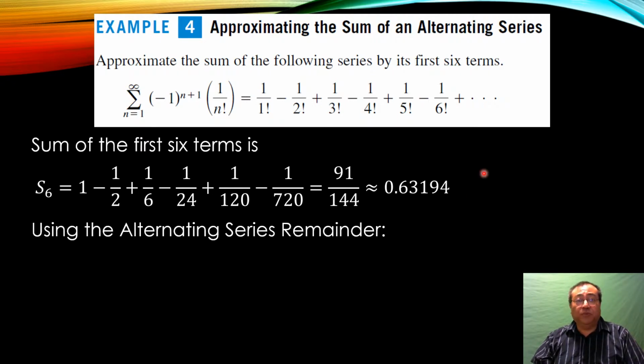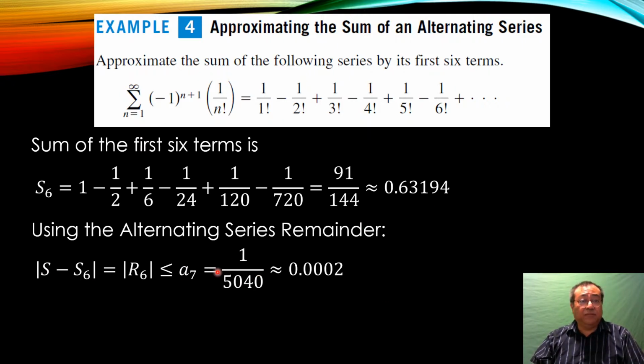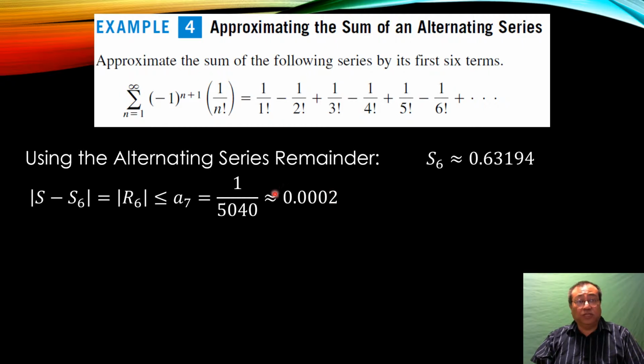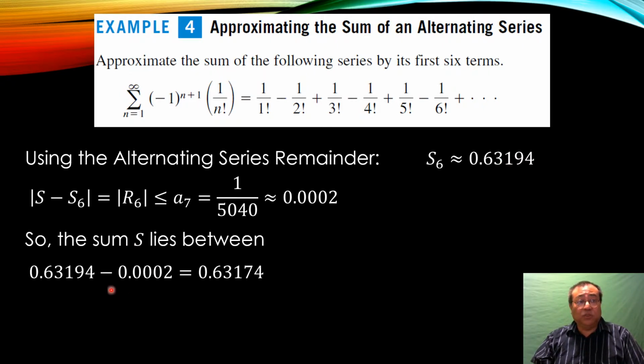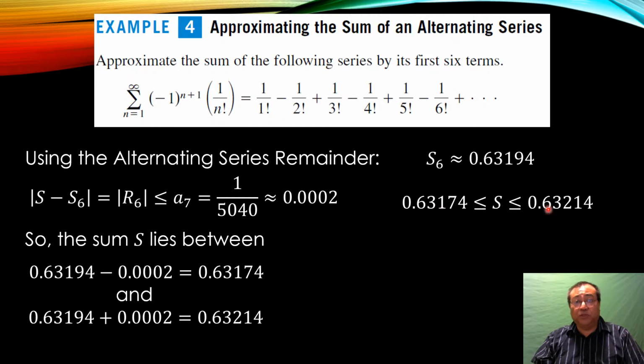We want to use the alternating series remainder to approximate how far that could possibly be from the actual sum. So A sub 7 is the next term in the sequence, which would be 1 over 5040, which is approximately 0.0002. So this is the greatest error, and this is the current approximation using S sub 6. So the actual sum lies between, you subtract the 0.0002 from that and add it, and it's between those two numbers. And this is only taking 7 terms of the sequence, and we got a pretty good estimate. We're correct up to the ten-thousandths place after only 6 terms, using the 7th term as the error bound.